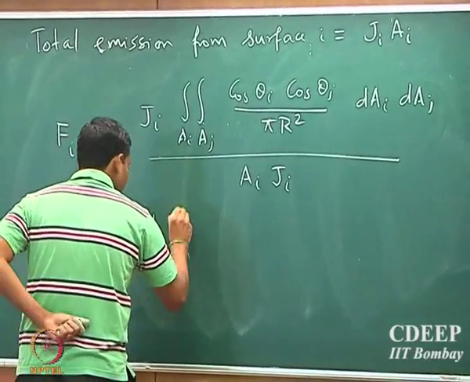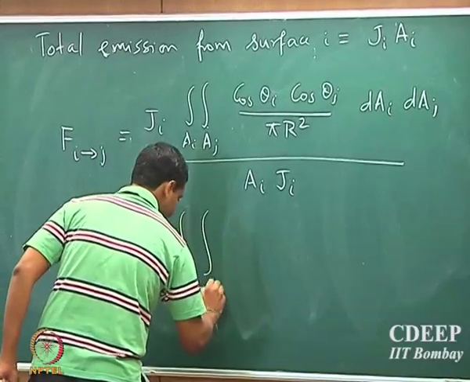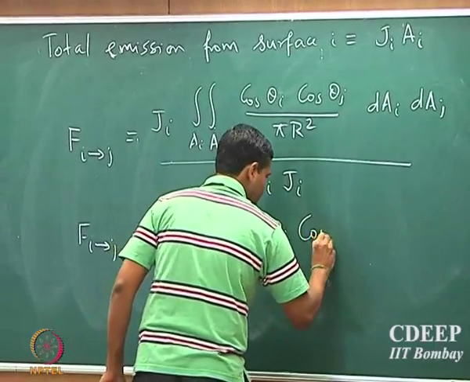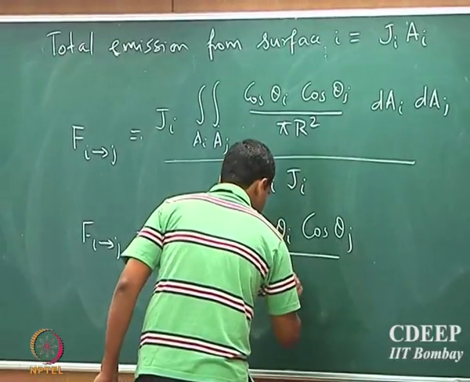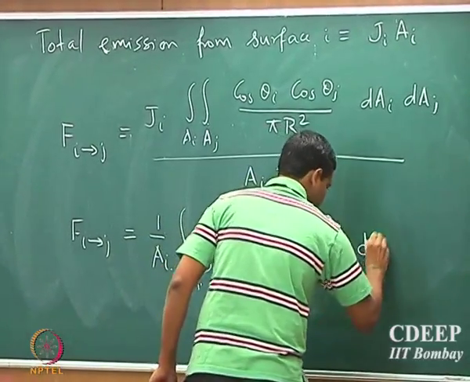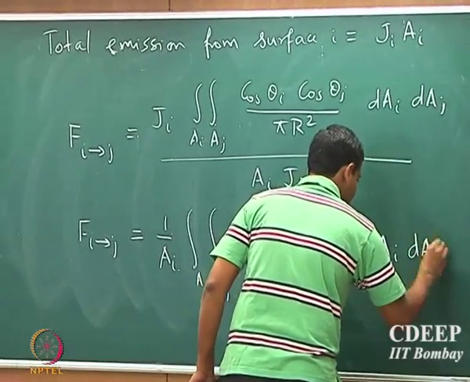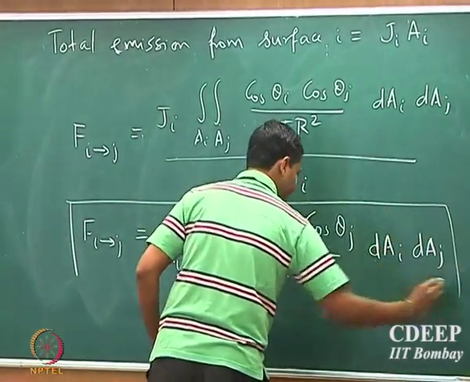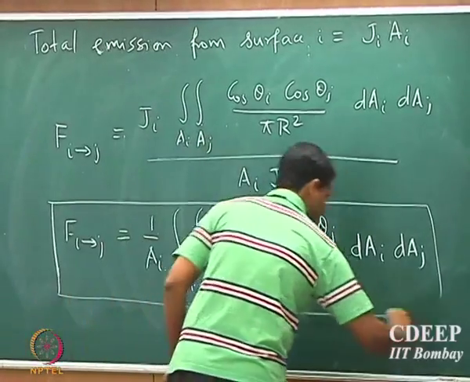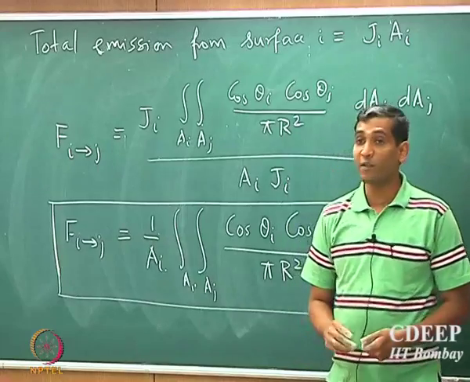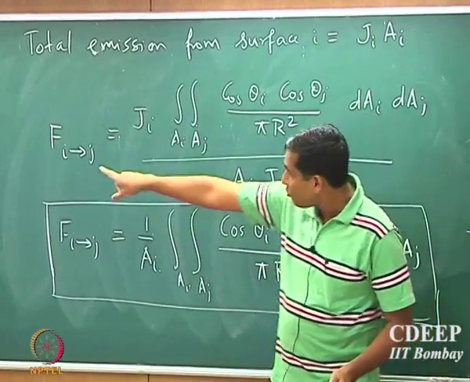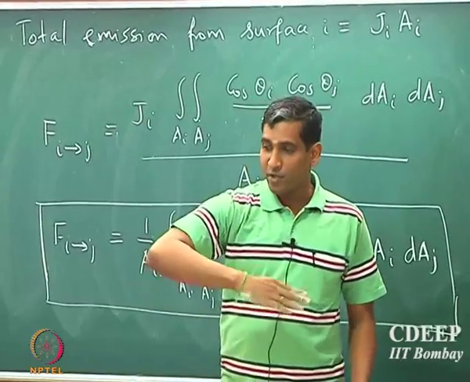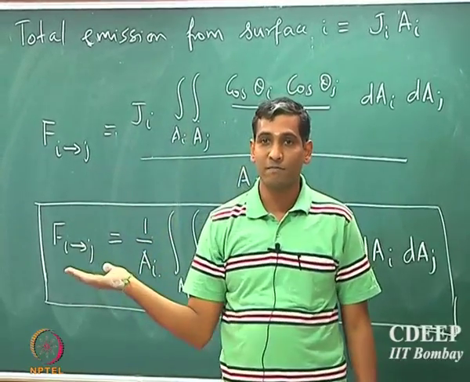So Fij will be 1 by Ai, integral over Ai, integral over Aj, of cos theta i cos theta j divided by pi r squared, dAi dAj. This is the general formula for the view factor if the emitting surface is diffuse. It's very important: this is valid only when the surface is a diffuse emitter. A diffuse emitter is one where the emission is independent of the angular position.